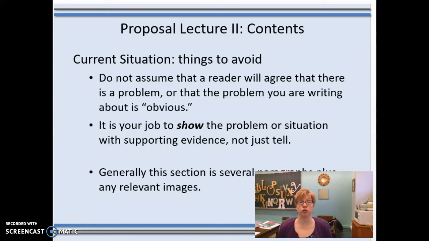So you've got to show the problem, so to speak, and not just say it, right? Like you could just say, there's a problem, we're going to fix it. And that sounds kind of patronizing. This section is maybe 2 paragraphs usually. Sometimes it goes a little longer, but it's not like super massive.